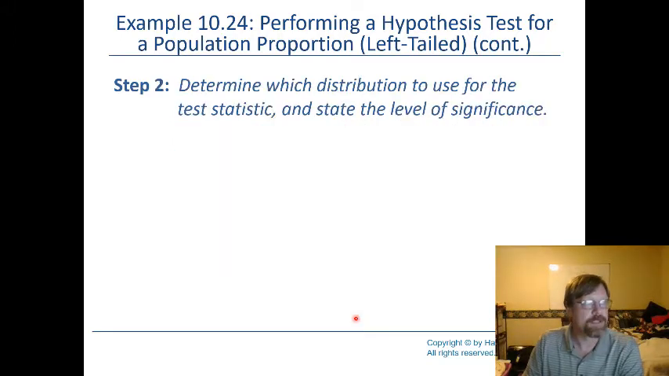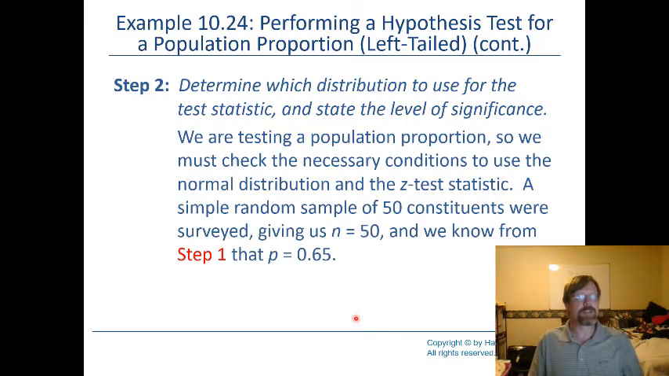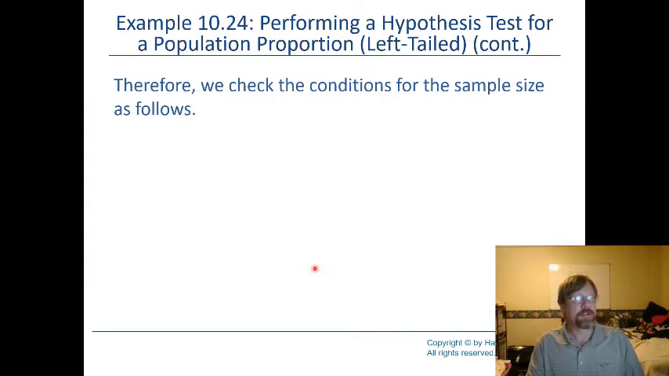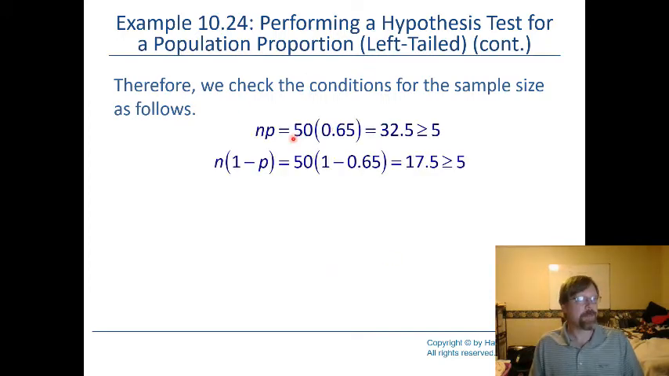All right, what distribution do we want to use and what is our level of significance? We're dealing with proportions, so we have to check to see if we meet the conditions to use the normal distribution. We've got 50 constituents and a proportion of 0.65, so we can calculate those. Sample size times proportion is much greater than 5. Sample size times 1 minus proportion is greater than 5. So we can use the normal distribution and the z-test.